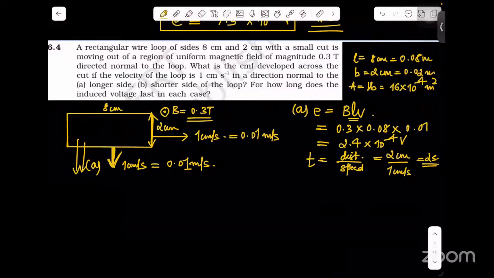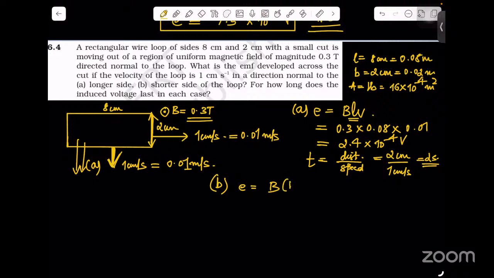Now in the second case, the induced EMF will be B, it's not L this time, it will be B B V, because in the second case, the velocity is perpendicular to the breadth.